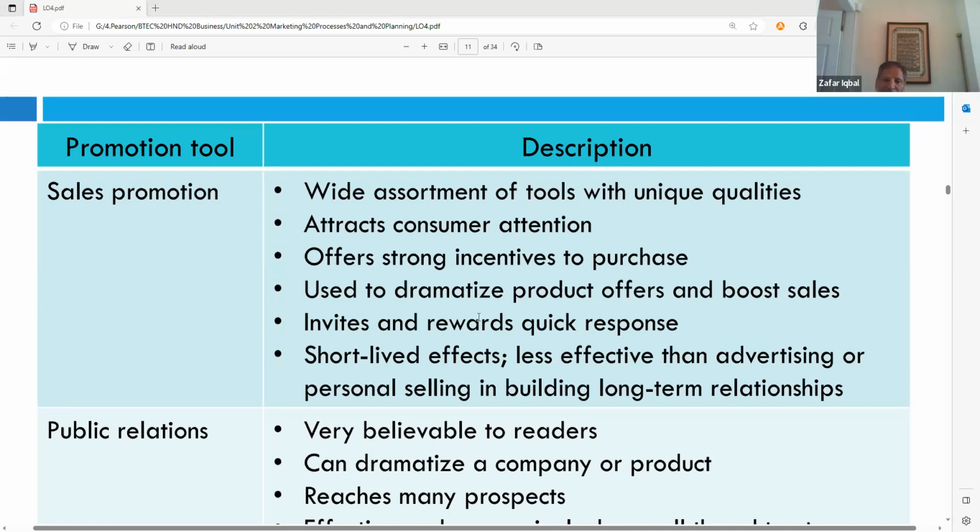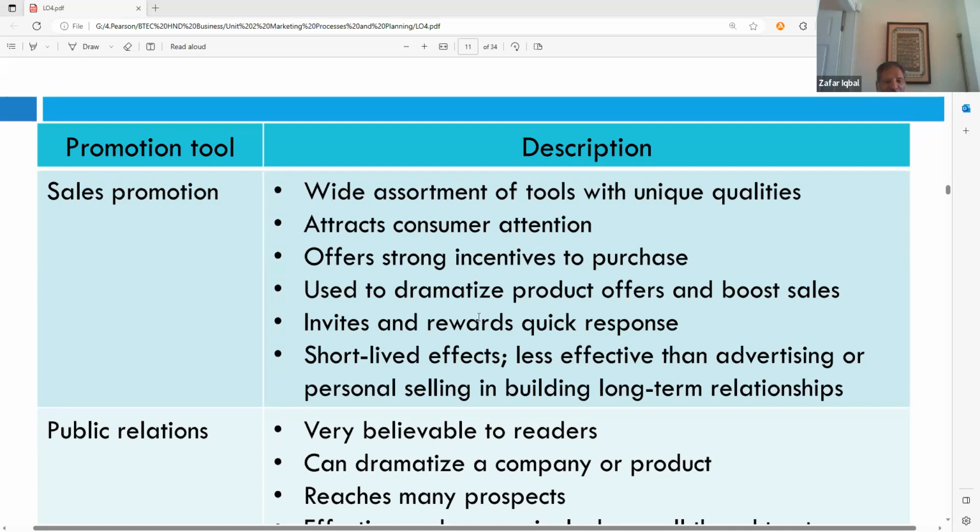Okay, but it gets you a quick response, and you can see what type of products sell quickly in a shorter period of time. And it's very cost effective, it's very attractive for consumers, and you can use a lot of different types of tools and explaining the qualities of our products.